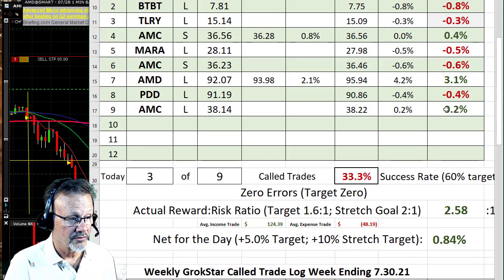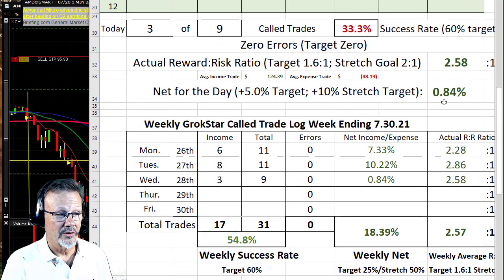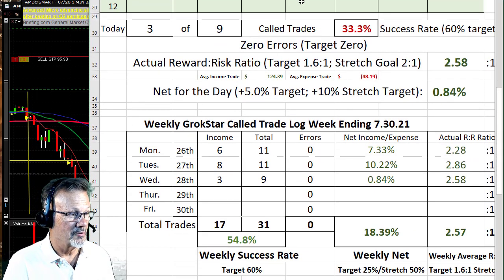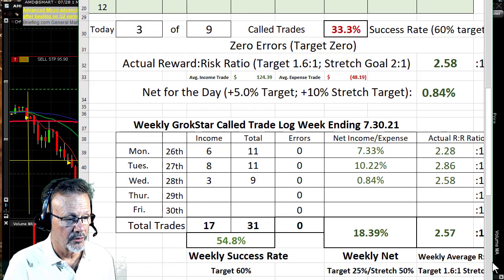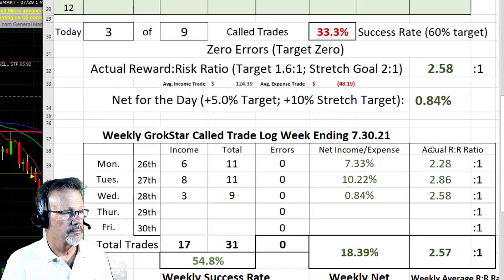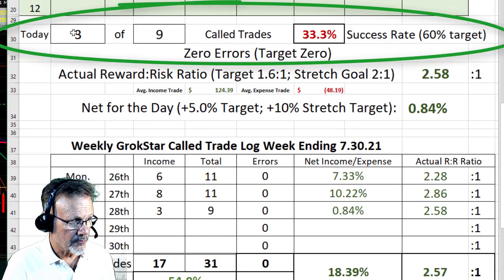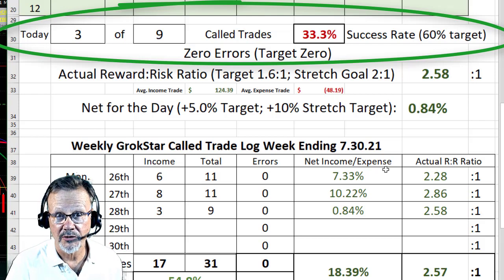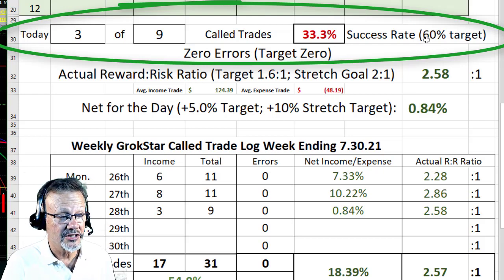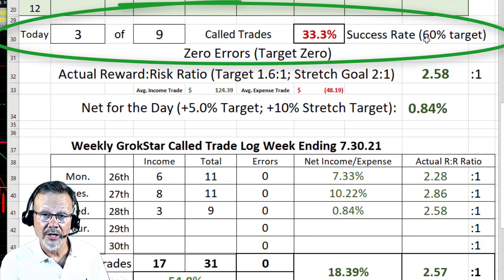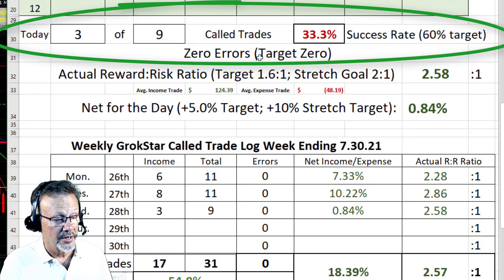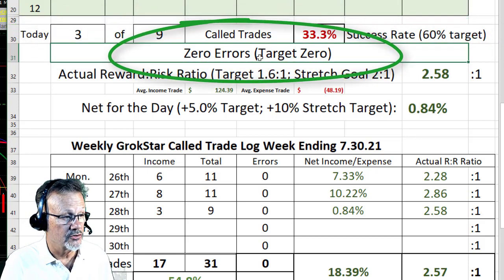And again, our statistics for the day were very bad. I have to admit. Here, let's move this over a little bit. As you can see here, 3 out of 9 for only a 33% success rate. Our goal is 60%, making money on 6 out of 10 trades. Now, the good news is I had 0 errors today.